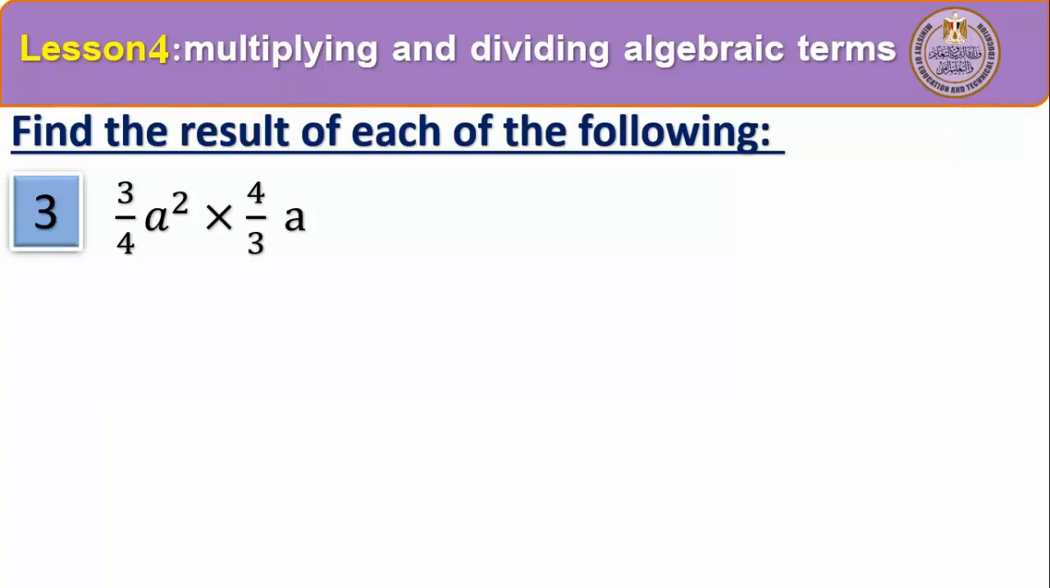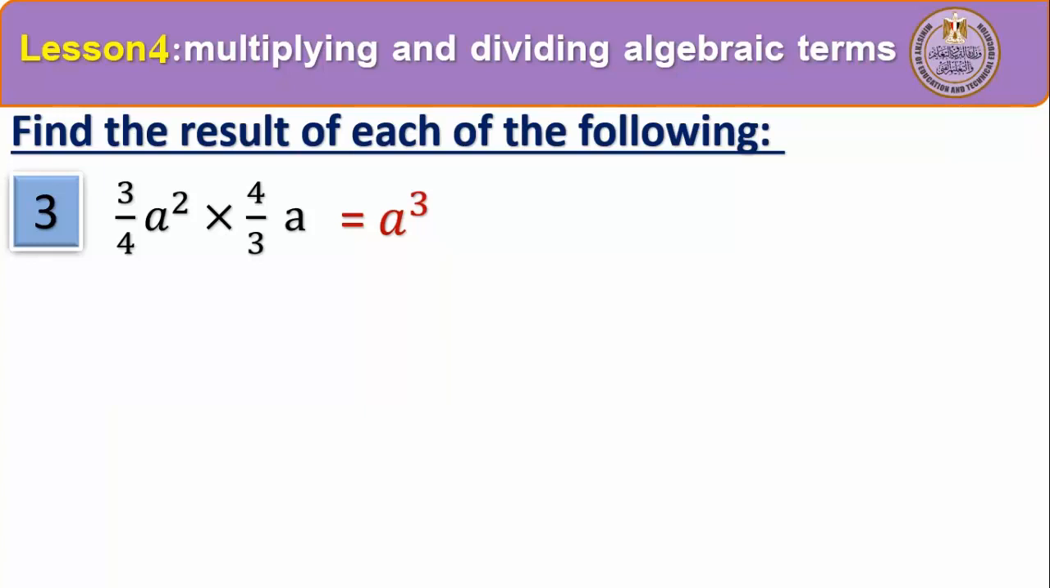What about a power 2 multiplied by a? You know that a refers to a power 1, but the 1 is hidden. So don't forget to add powers. 2 plus 1 equals 3. So the result is a power 3, or a cubed.